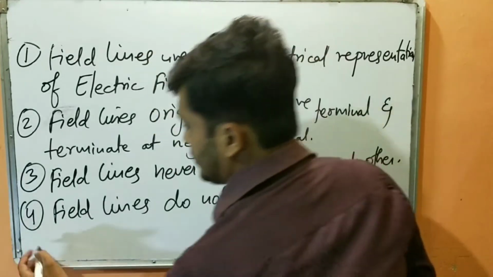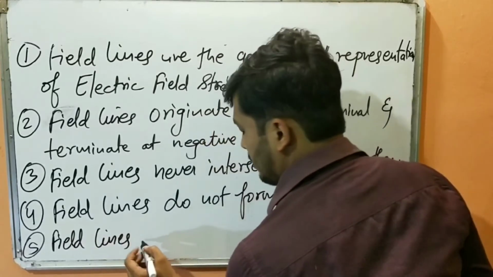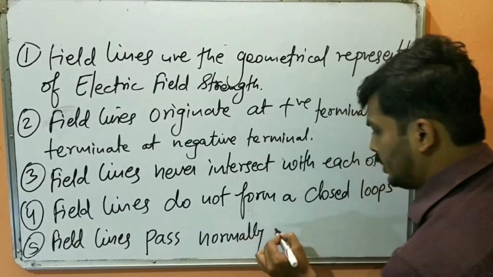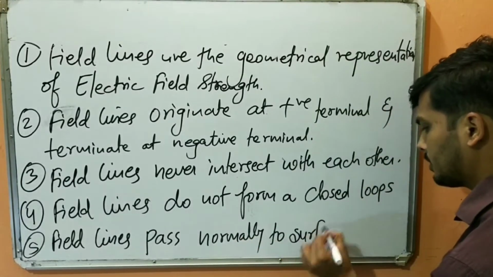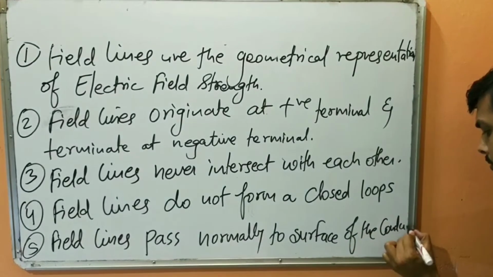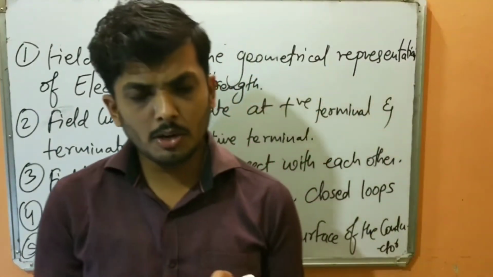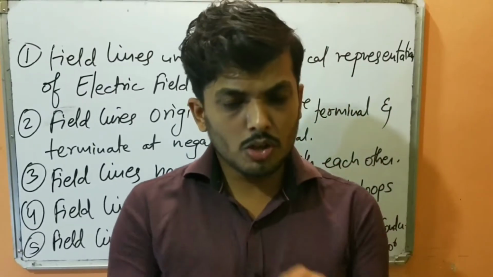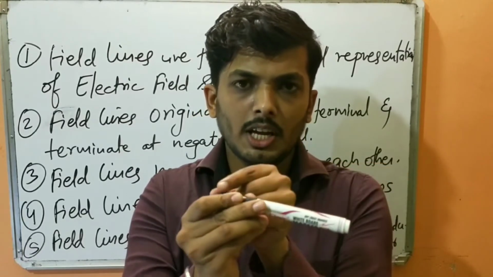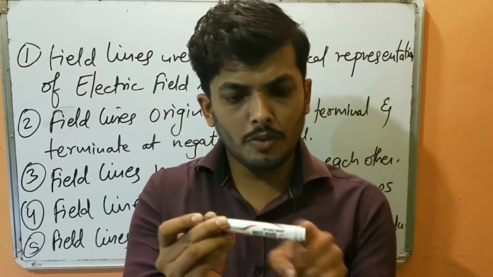Electric field lines, next. Electric field lines pass normally to the surface of the conductor. So next property, electric field lines will pass normally from the surface of the conductor. So suppose this is the conductor which has n number of charges. If it has a positive charge and negative charge here, then electric field lines will be radially outwards, which will be normal to the surface of the conductor.